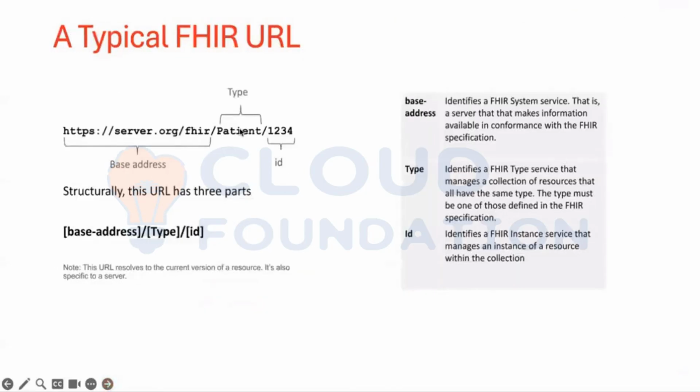Now, this is what a typical FHIR URL looks like. Starting this FHIR URL, we will have HTTPS. That is the server address, the server protocol, which is Hypertext Transfer Protocol Secure. All FHIR APIs will be using HTTPS only. And from HTTPS to this FHIR, this is the base address.